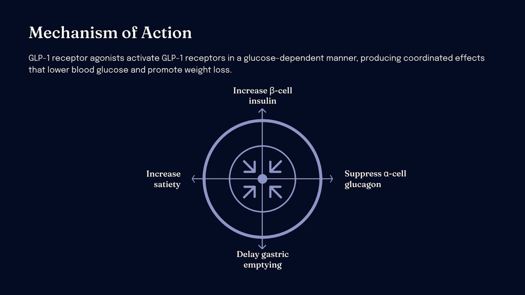Another important action is to delay gastric emptying. Food leaves the stomach more slowly, resulting in a slower absorption of glucose and a smaller postprandial glucose rise. Finally, GLP-1 receptor agonists increase satiety, producing a feeling of fullness and reducing food intake. This contributes significantly to weight loss.